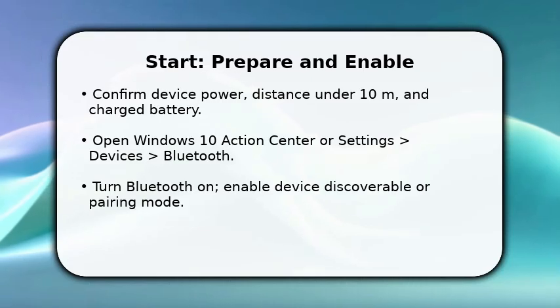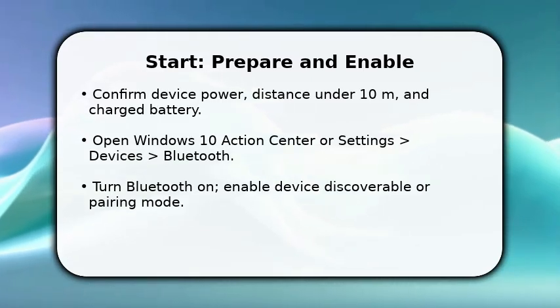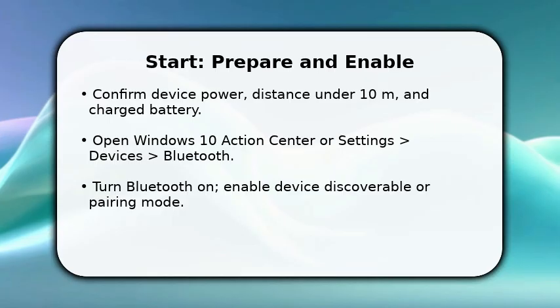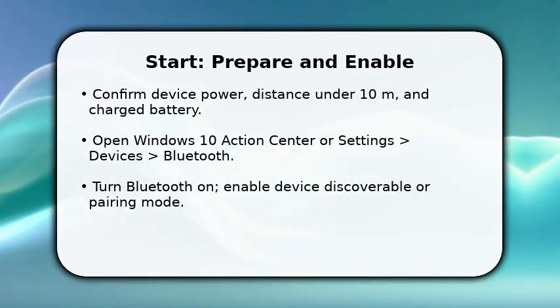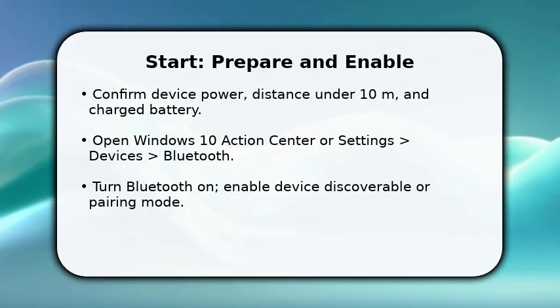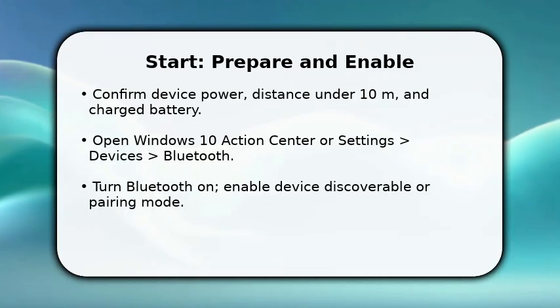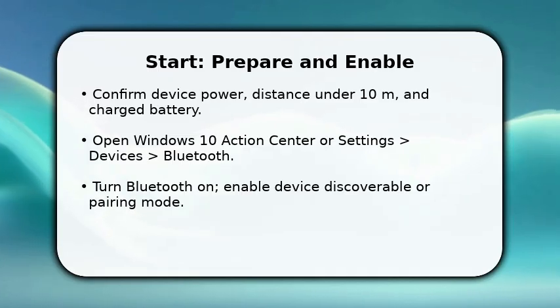Enjoy the video. You begin by confirming prerequisites. Device powered within 10 meters and in pairing mode. Open Action Center or press Win plus I, then Devices, Bluetooth. Turn Bluetooth on. This is the essential first step. Without it, Windows cannot detect anything. Once done, make sure the peripheral shows a blinking indicator for discoverability.